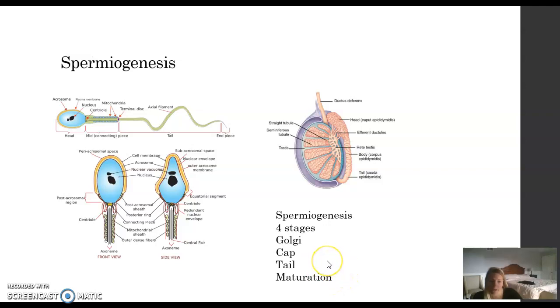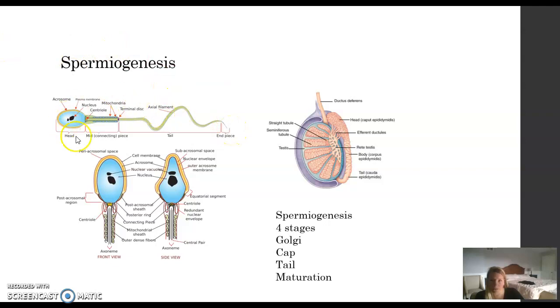So in your Golgi phase, this is where the Golgi body present in the spermatid forms the enzymes for the acrosome. And the second phase, which is basically the acrosomal phase, is where the formed acrosome condenses around the nucleus to form this cap. The third phase is the tail phase, where the centriole present in the spermatid forms the tail. And the last is the maturation phase, where the spermatid loses the excess cytoplasm and forms the mature sperm.